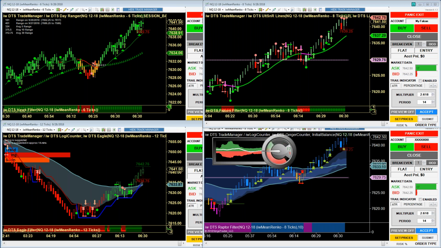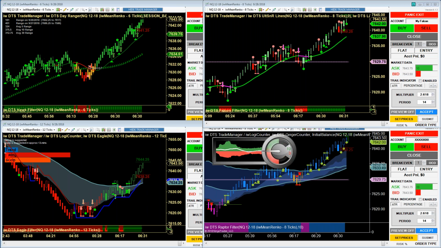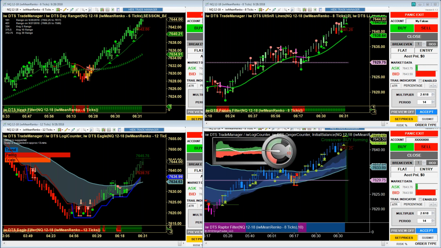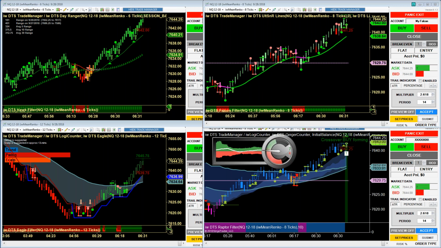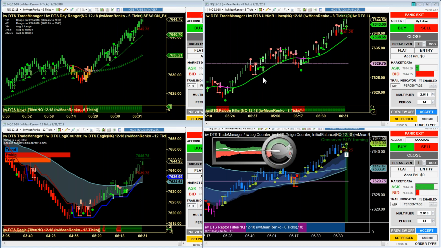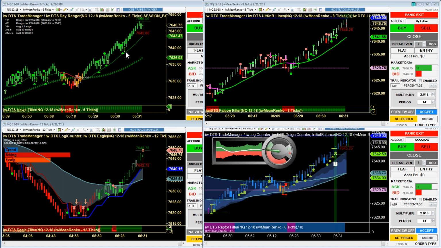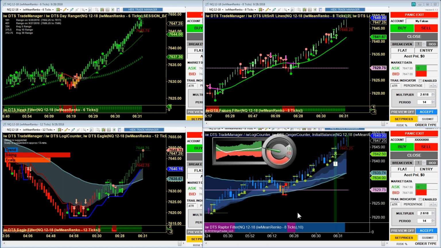All right. I see there's a couple of new names in the room here this morning. Welcome. Let me take just a moment and go over what it is you're looking at here. So I've got the complete diversified trading system along with the Raptors. Here in the top left, I have the Hawk Micro Scalper. Top right is the Falcon Swing Trader. Bottom left is the Eagle Trend Trader. And the bottom right is the Raptor.